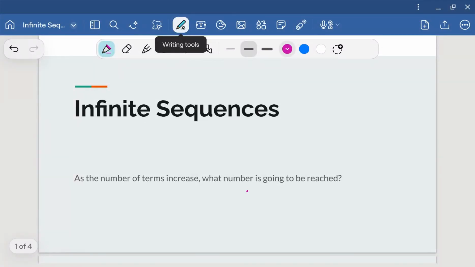Okay, so moving on with the limits unit in calculus, one of the topics is infinite sequences. And this is helpful as we move on and see that idea of dividing by zero or dividing by infinity, where we're going. So when you're looking at a sequence, it is looking at a number of terms, and as those terms increase, we want to know what number is going to be reached. Like, what number are we tending towards?